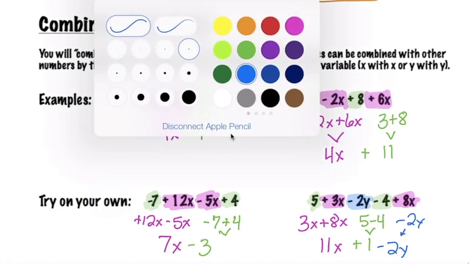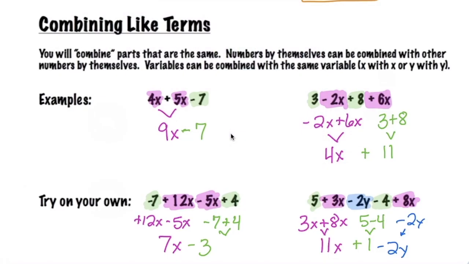I'm going to add my little caret in here so that we can see. So 3x plus 8x became my 11x. 5 minus 4 was my plus 1. And then that minus 2y just comes down because there's nothing else to combine it with.